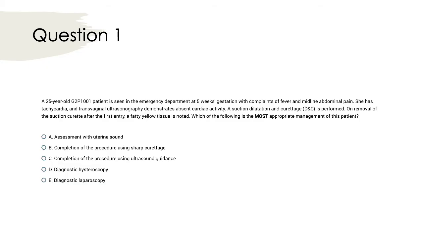Question 1. A 25-year-old G2P1 patient is seen in the emergency department at 5 weeks gestation with complaints of fever and midline abdominal pain. She has tachycardia, and a TVUS demonstrates absent cardiac activity. A suction dilation and curettage is performed, and on removal of the suction curette, a fatty yellow tissue is noted. So which of the following is the most appropriate management of this patient?